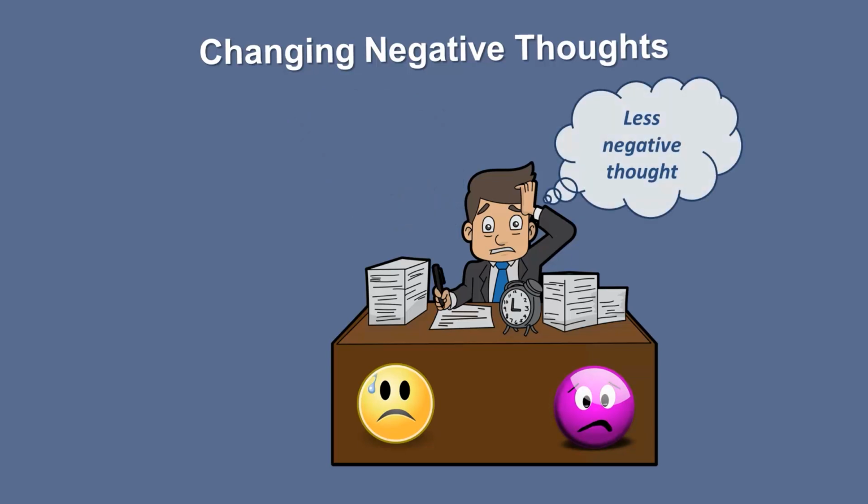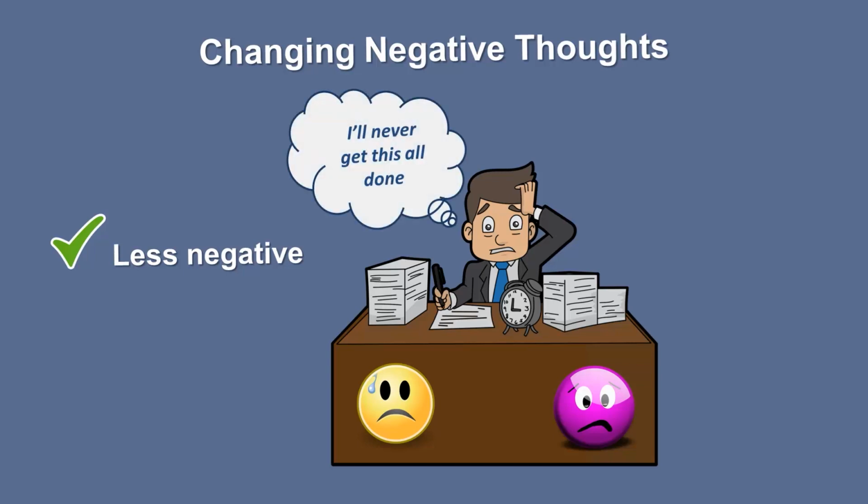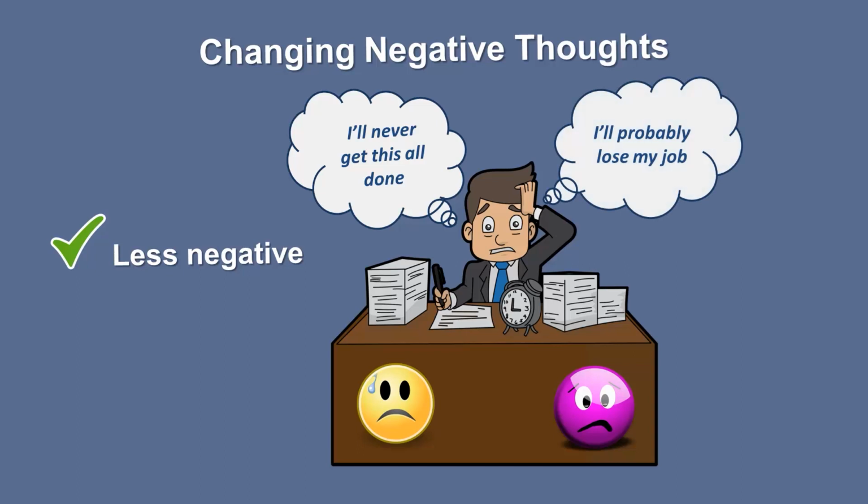Now, one is that our new thought needs to be less negative than our original thought. Our thoughts that contribute to our negative moods and emotions tend to be not just negative, but negatively biased. We're looking at things from a very negative perspective, and often seeing them in the most negative light possible. I'll never get all of this work done, and I'll probably lose my job.